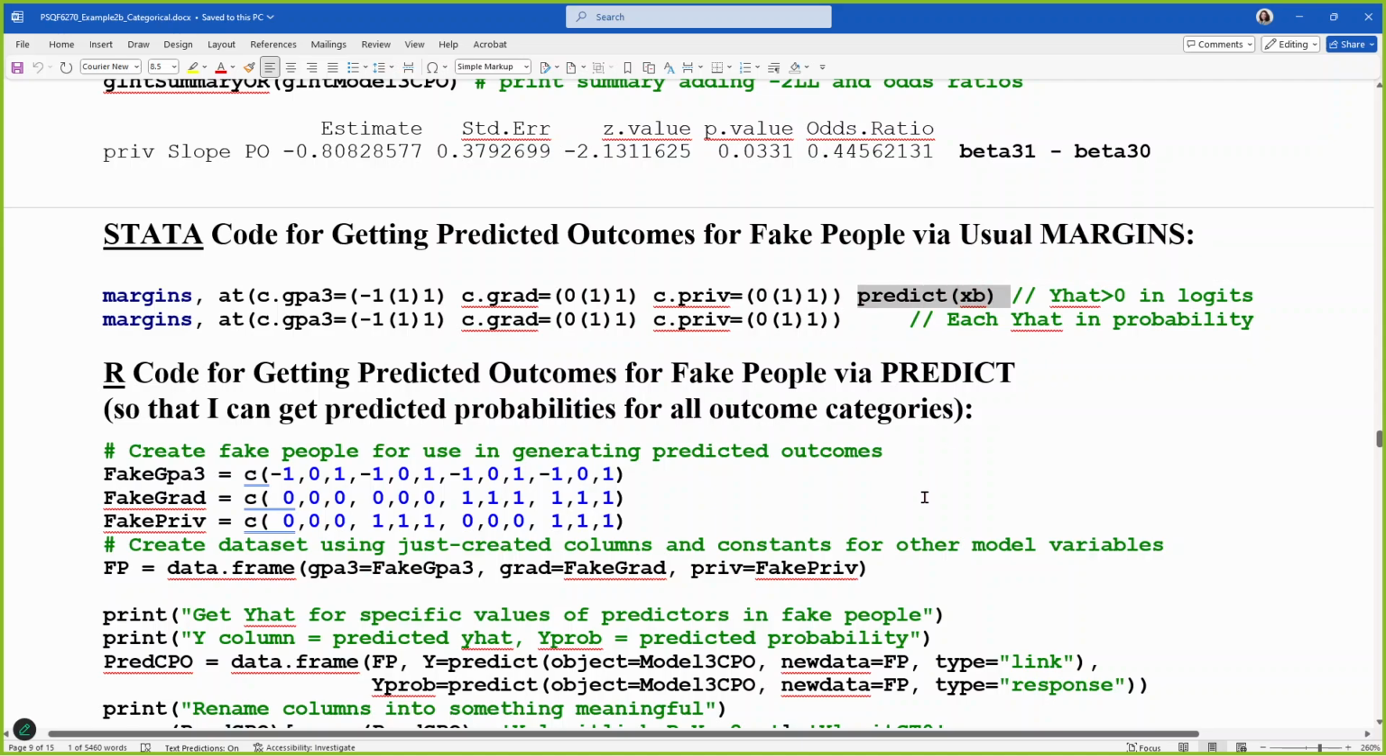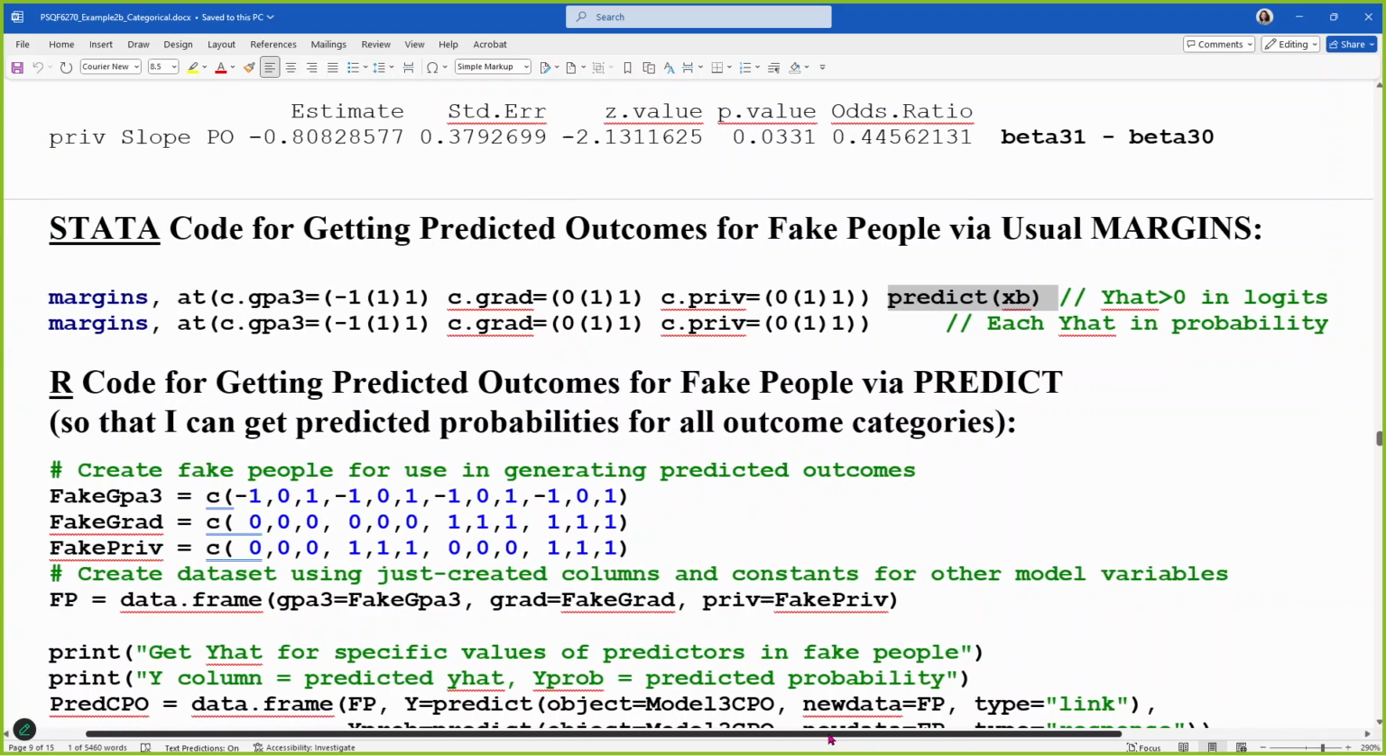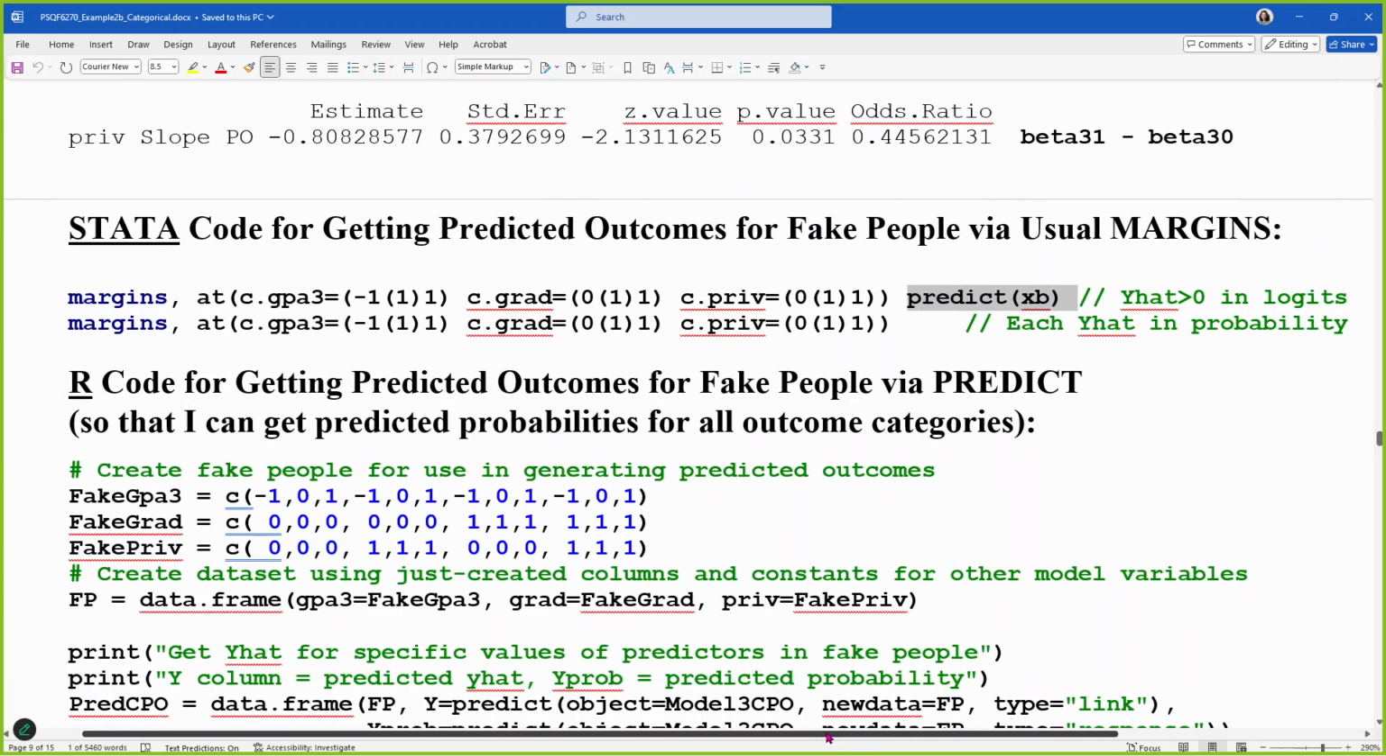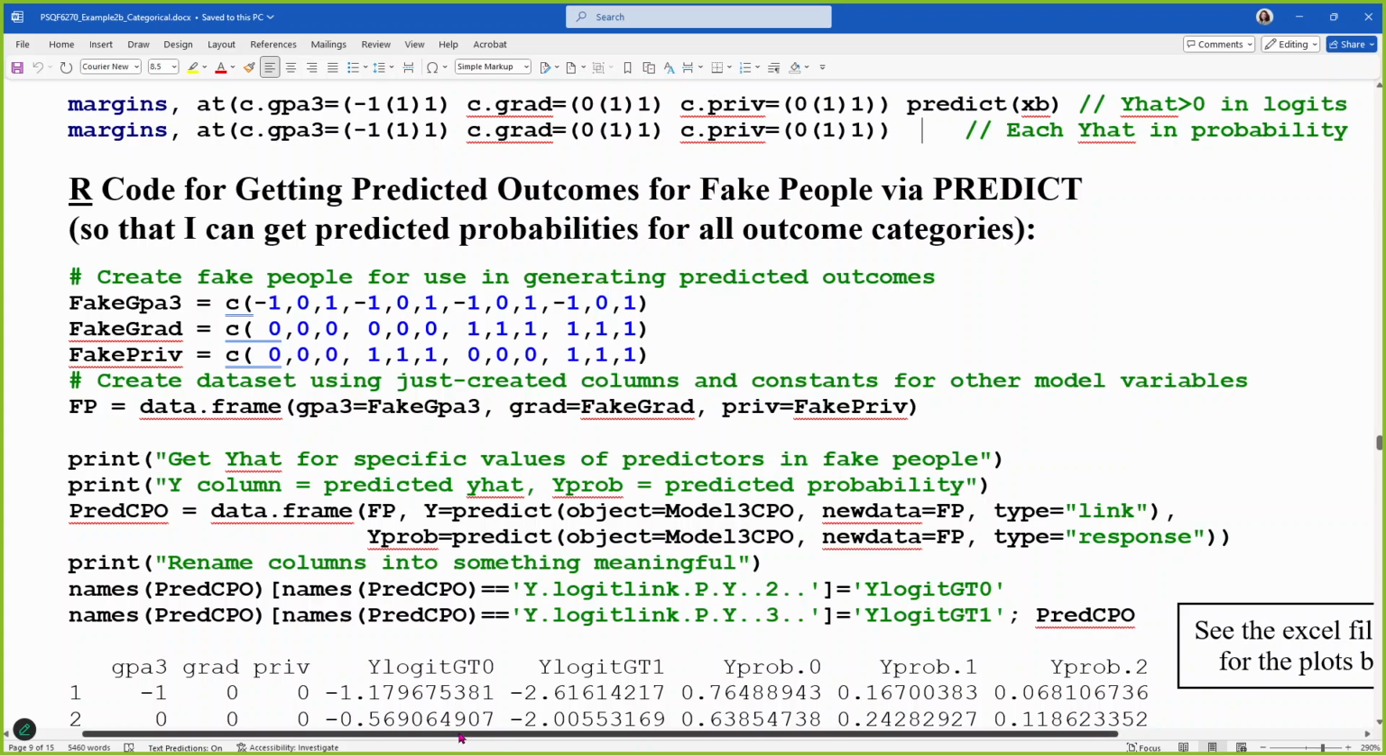Predict XB is not the default, I believe. That means print the predicted outcomes in the model scale, in logits. If you take it off, then you get predicted probabilities instead. Remember that model scale, data scale? Model scale is in logits or probits. Data scale is in probabilities. And then you can throw these into a plot quite readily with margins plot, I think it is, something like that. R folks have to do a little more work.